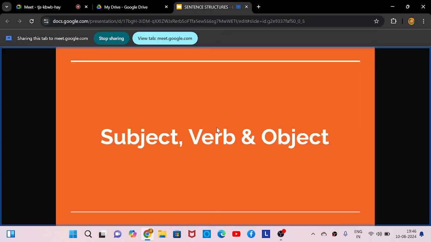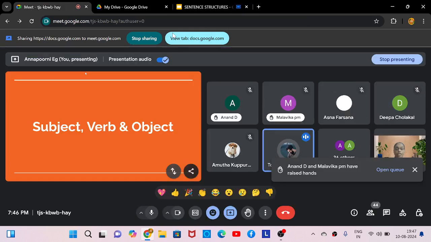Okay, so now we understood that a sentence can be divided into two parts basically, that is the subject and the predicate. Now we are again going to divide the predicate into two more parts. So now we will get three parts. Those parts are as follows: subject, verb and object. These are the three new parts that we are going to learn from now onwards.